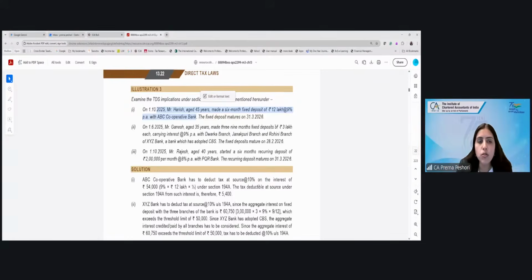Last one, on 1st October 2025, Mr. Rajesh, aged 40 years, started a 6 months recurring deposit of 2 lakh per month at the rate of 8% per annum with PQR Bank. The recurring deposit matures on 31st March 2026. Whether there will be TDS applicable here?